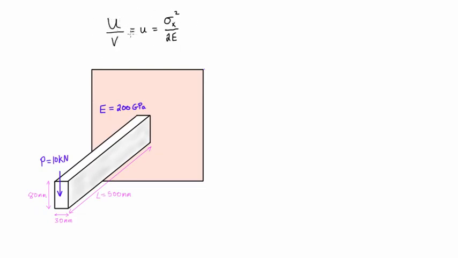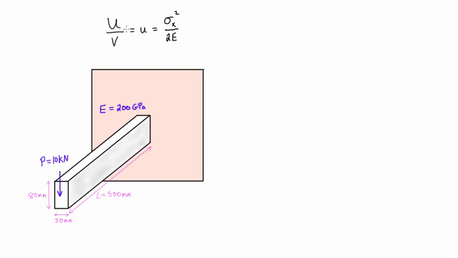We have strain energy divided by volume gives us a strain energy density. Strain energy is in units of joules, and so strain energy density is just joules per meter cubed or some variation of that. We derived this part of the expression in the last couple of videos, so we have the sigma x squared over 2E, and basically what we want to do is use this expression to solve for U.